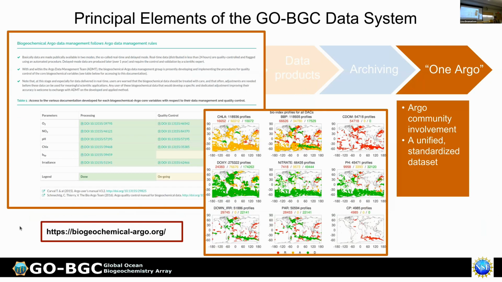Okay, so then just lastly here, One Argo is, as you mentioned, the overall program and BGC Argo is definitely part of One Argo. Every GO-BGC float is a core Argo float as well. And I just wanted to point out, though, that on the BGC Argo website, there's a lot of other information on data management, as well as assessing different parts of the data system in terms of international contributions. If you want to know more, we can.